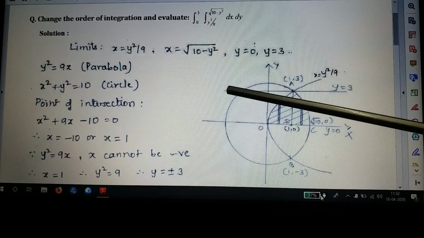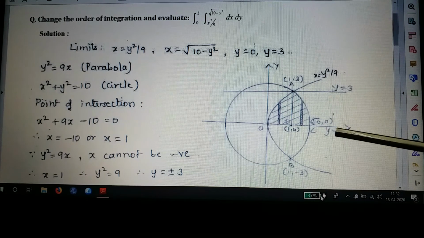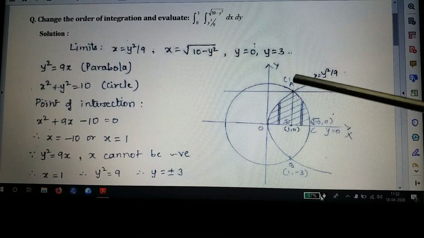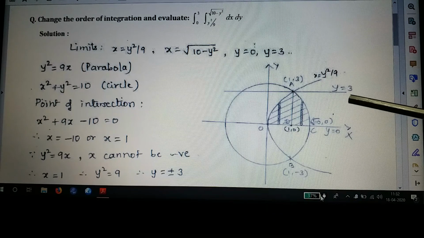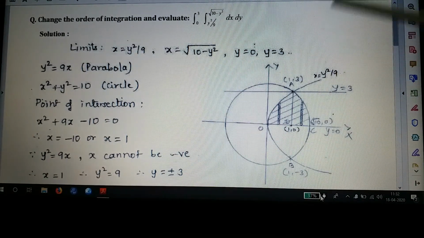And so we get a line y equal to 3 parallel to the x-axis. And of course this line should pass through the point 1 comma 3 as y is 3 at this point. Okay, so we got this line also. So all the 4 curves are drawn over here.